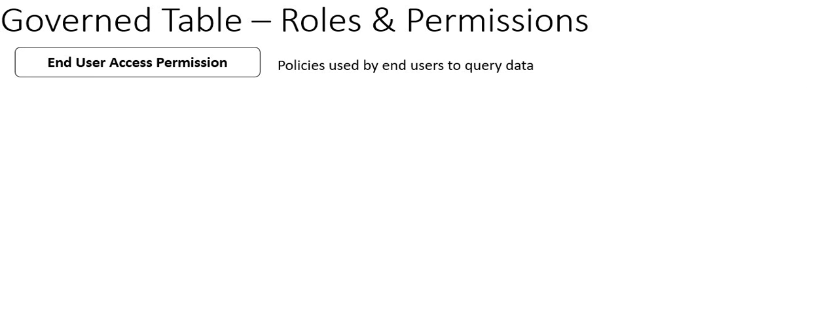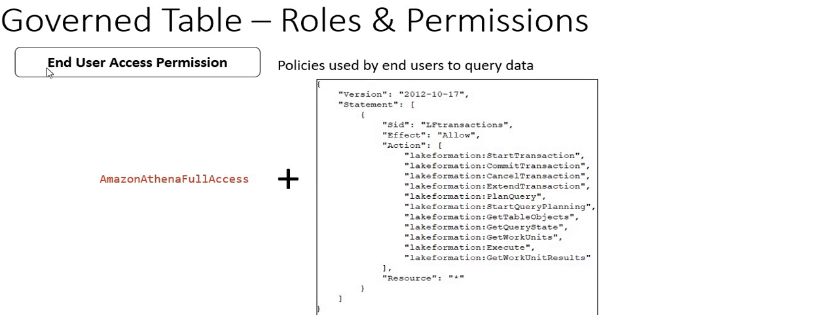Similarly, end user permissions. For end users who are trying to use Athena to query the data, what policy should they have? It's pretty straightforward. The end user should have Amazon Athena full access, first of all, and then certain Lake Formation permissions, such as query permissions and transaction permissions. If you provide this managed policy and this custom policy to the end user, they can use Athena to query the data from the governed table.